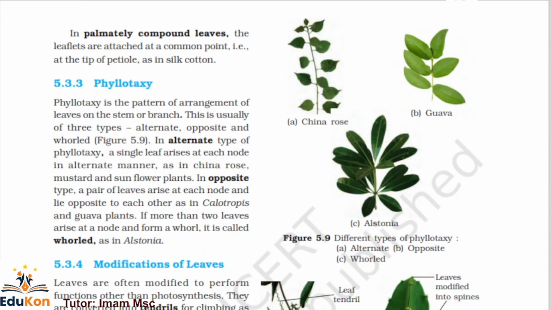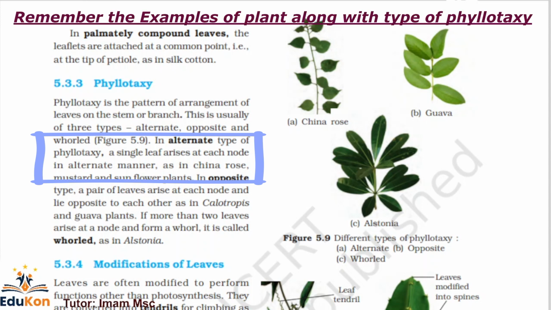Coming to phyllotaxy. Phyllotaxy is the pattern of arrangement of leaves on the stem or branch. This is usually of three types: alternate phyllotaxy, opposite phyllotaxy, and whorled phyllotaxy. In alternate type of phyllotaxy, a single leaf arises at each node. See the picture properly, we don't have any parallel leaves. We have leaves which are present at alternate nodes. So in alternate phyllotaxy, a single leaf arises at each node in an alternate manner, as in China rose and mustard and also sunflower plants.